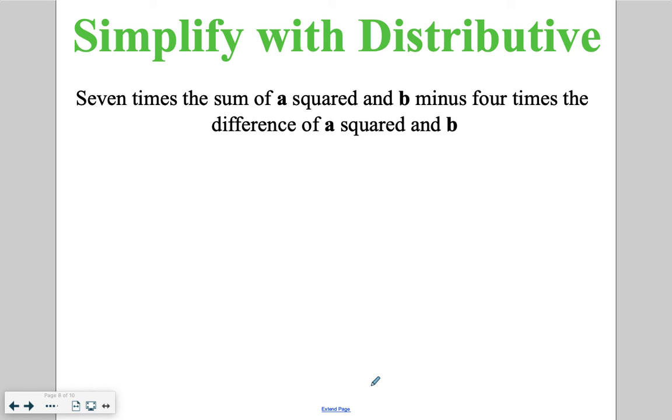Last thing we're going to do is go from a word problem to a simplified expression. So we've got 7 times the sum, so this is adding, so 7 times a squared plus b. So 7 times that whole thing, that's going to put that in parentheses, and then minus 4 times the difference of a squared and b, difference being subtraction. So that's what the words translate into originally.